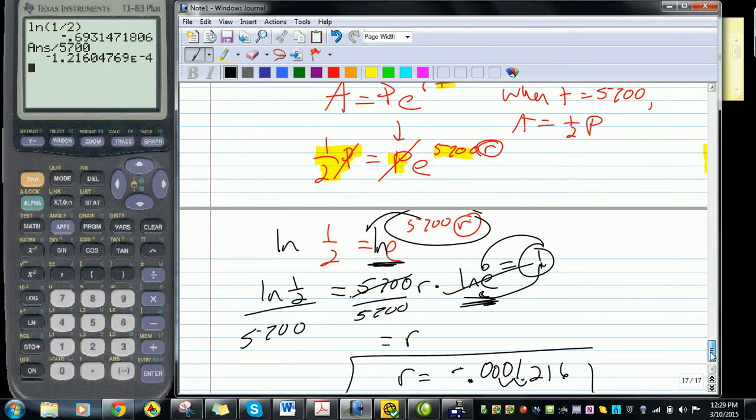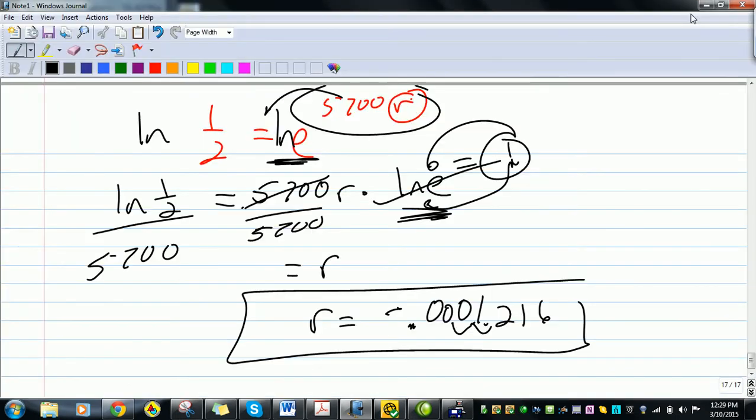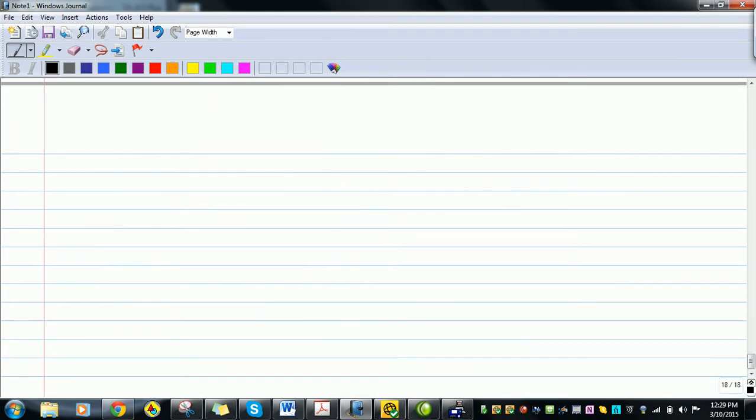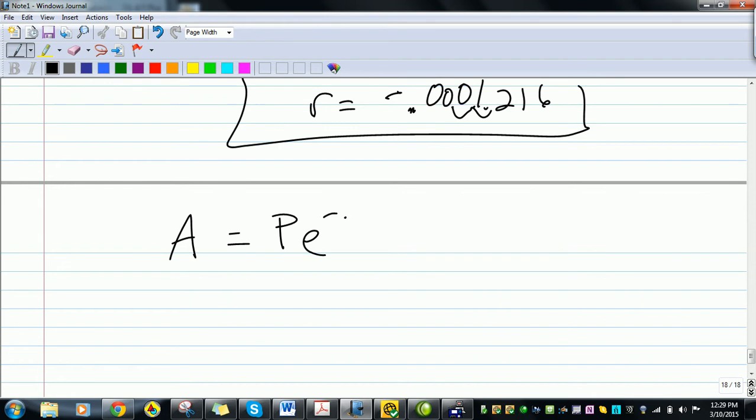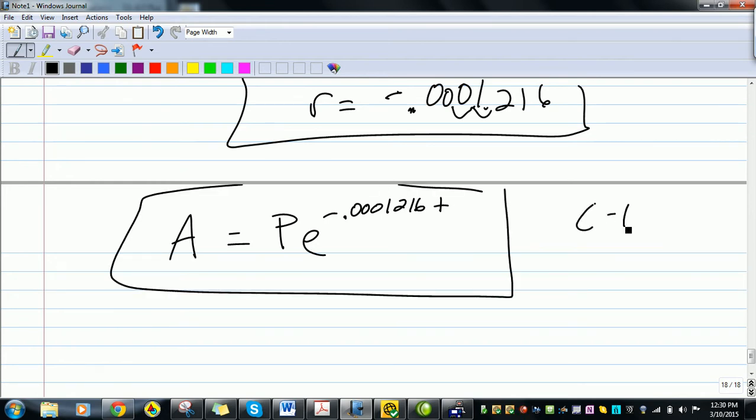So to put it back into the context of this problem, the overall model we can use for carbon dating ends up being the amount, with P initial present, decaying continuously, such that in this case we found r to be negative 0.00011216 t years. So this is the model we can use for carbon-14 dating.